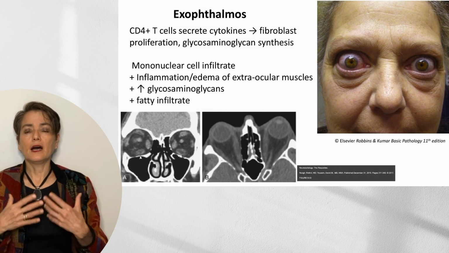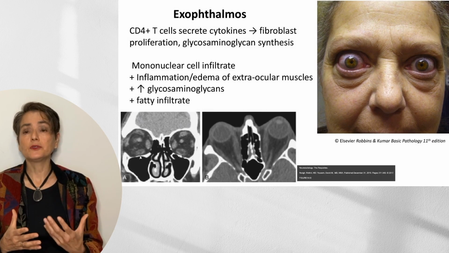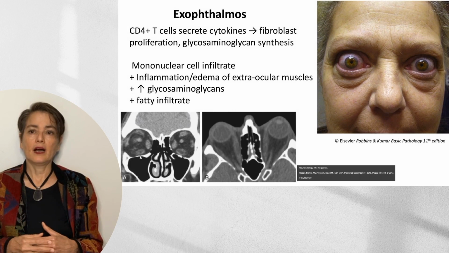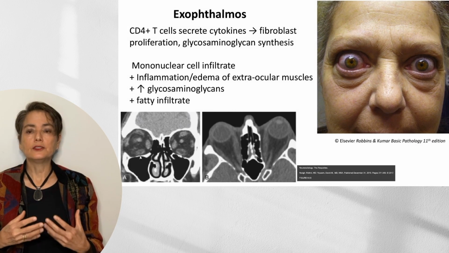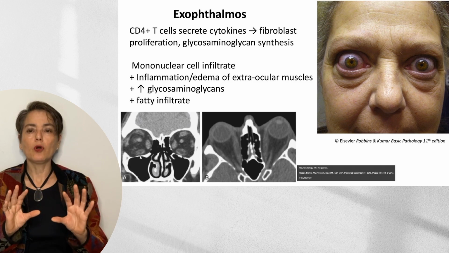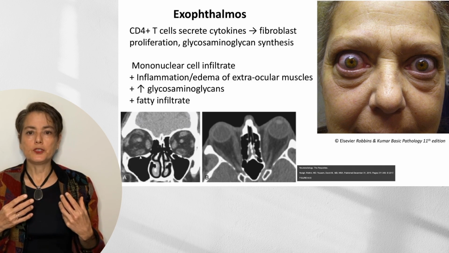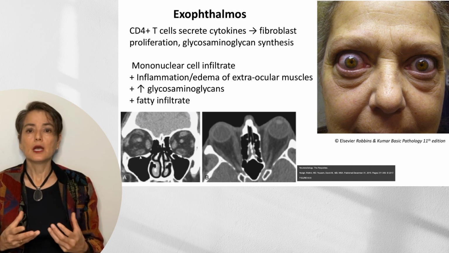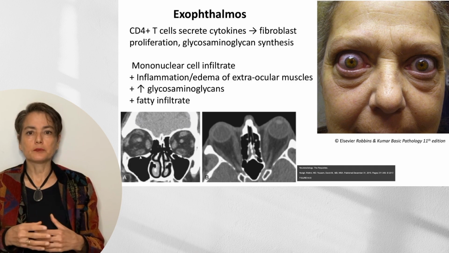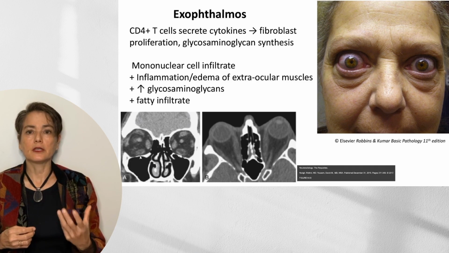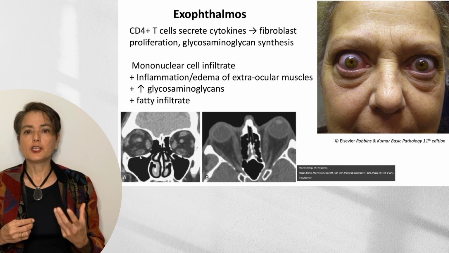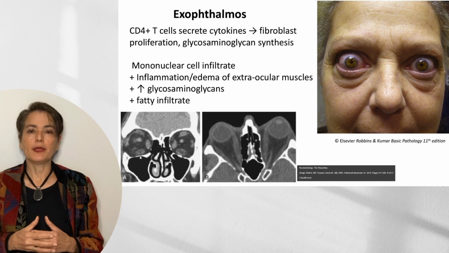So this is the classical exophthalmos that we see in hyperthyroidism. The bulging protrusion of the eyes is due to pushing forward because of soft tissue behind the eyeball. And that's going to be both due to growth of the muscles, swelling of the muscles due to a mononuclear cell infiltrate, inflammation and edema from the inflammation.